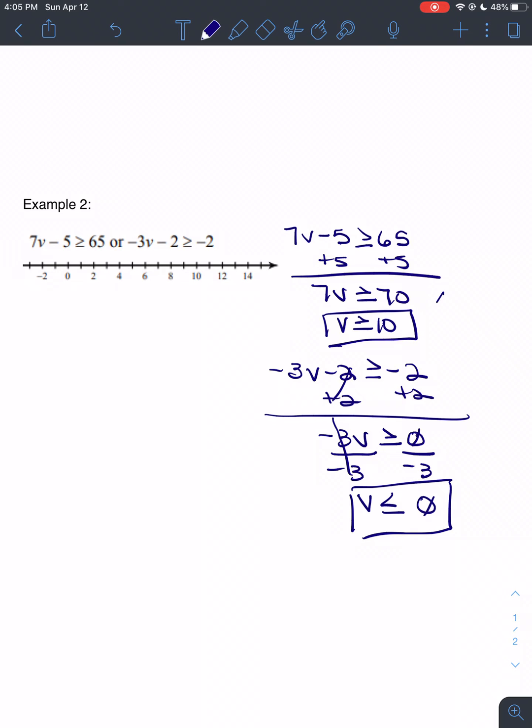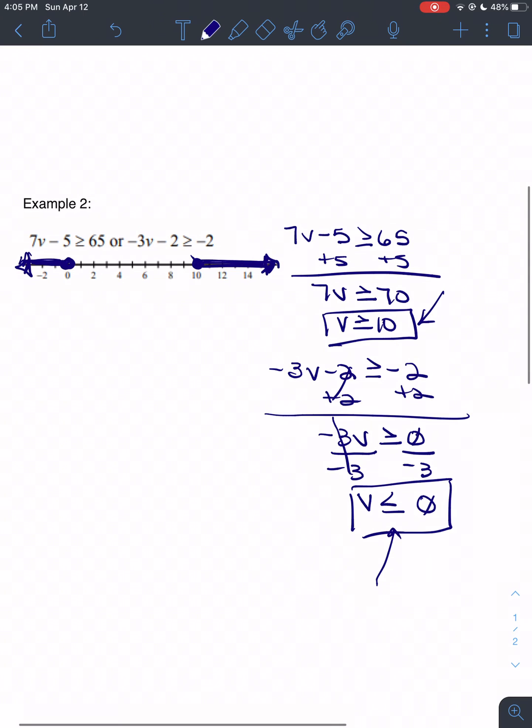We'll start with the first one. Because it's greater than or equal to, we're going to make that a closed circle. And it's greater than or equal to 10, so we're going to shade to the right. And then part 2, v is less than or equal to 0. So this time again, we're going to have a closed circle on 0, and it's less than, so we're going to shade to the left. So that's your compound inequality with OR. It's going to be a broken number line.